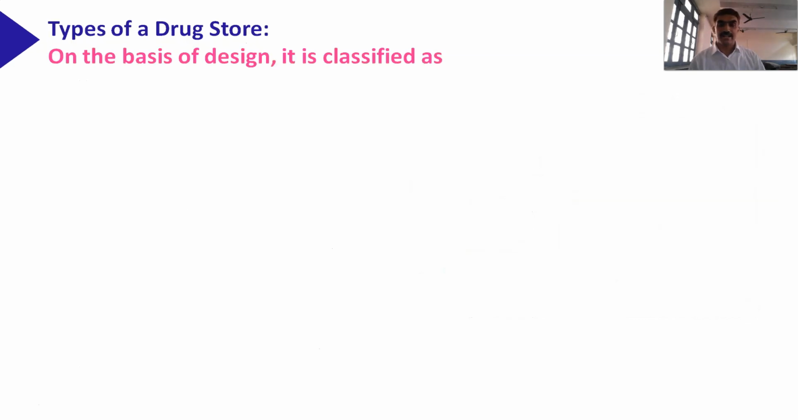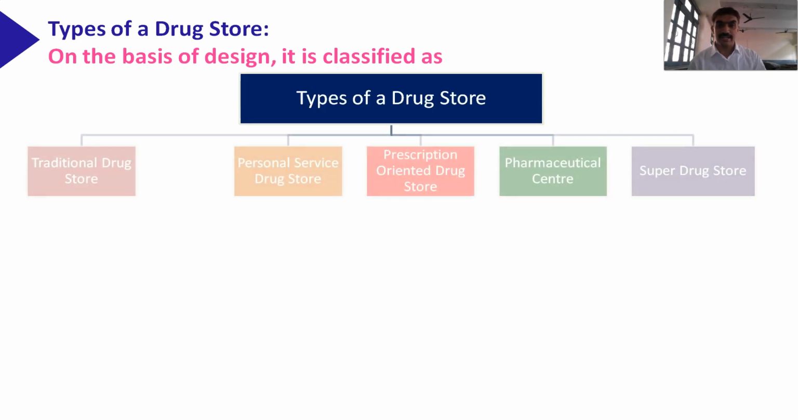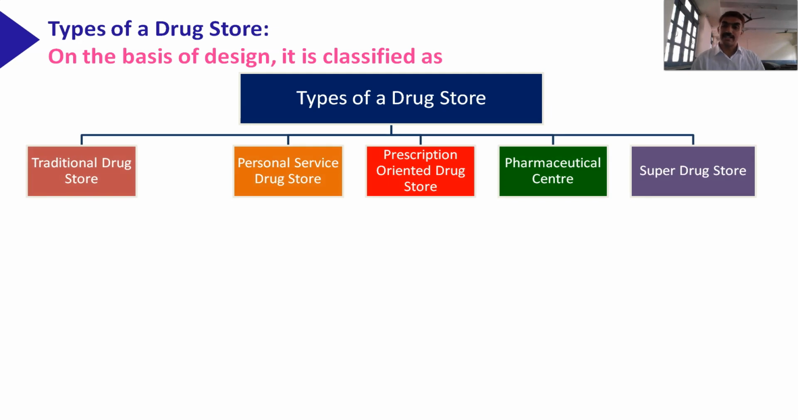Now let us understand the types of drugstore on the basis of design. On the basis of design, drugstores are classified mainly into 5 types. We can see here: one is the traditional drugstore, personal service drugstore, prescription oriented drugstore, pharmaceutical center, and super drugstore. These are the different types of drugstore we can see here.